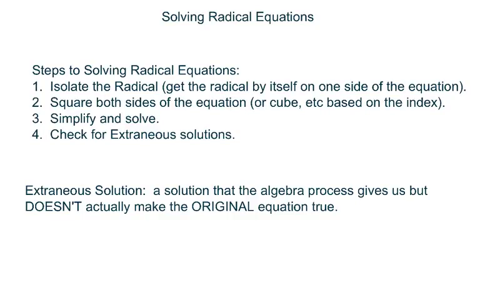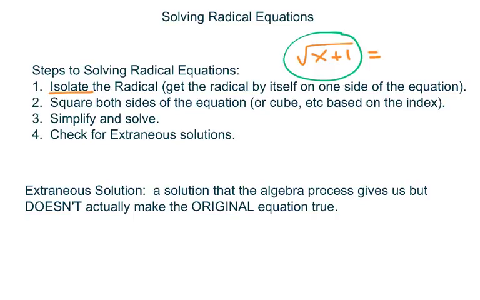Today we are going to solve radical equations. Now there are 4 steps to do this. We have to isolate the radical, which means that we need to get the radical and anything that's underneath it all by itself on one side of the equation. There can't be anything outside the radical.